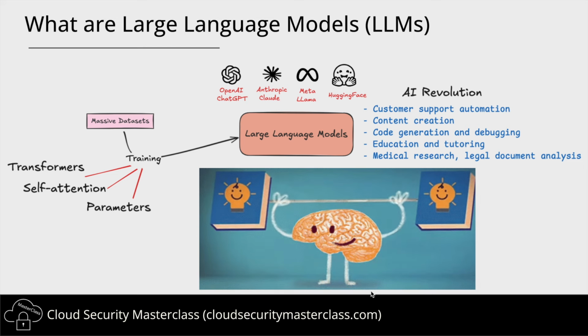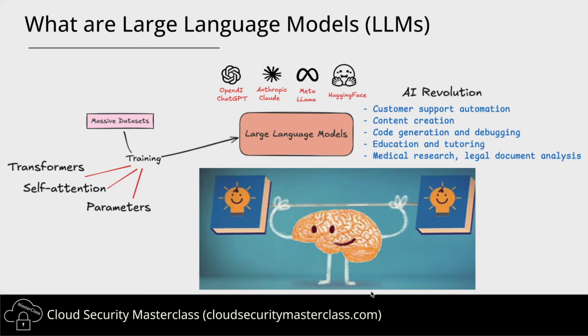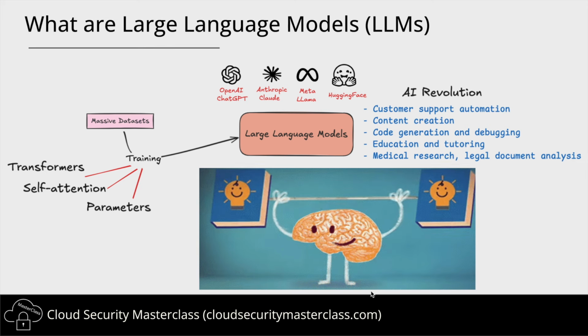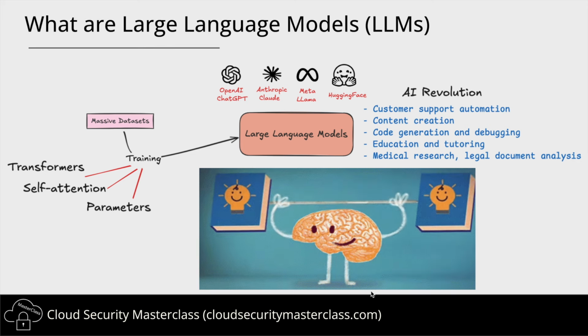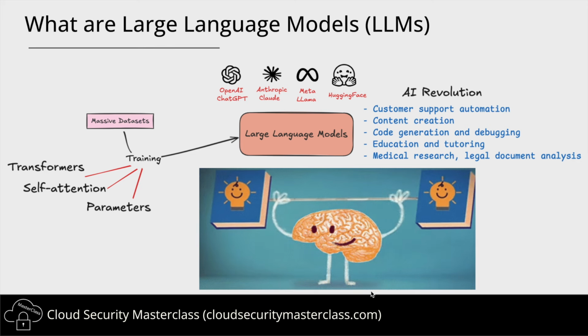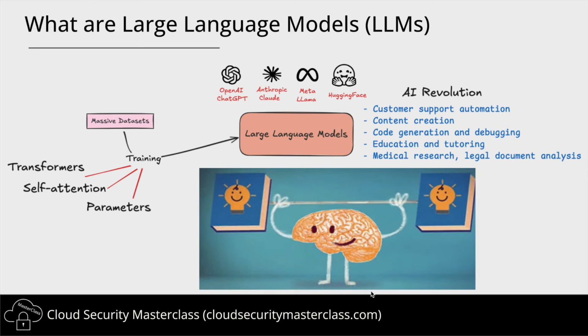Some very common examples of LLMs that you might have heard or worked with are ChatGPT by OpenAI, Claude by Anthropic, Llama by Meta, and the open source Hugging Face models. In short, the AI revolution sparked by LLMs represents a massive leap forward in how AI can interact with humans naturally and intelligently. And it's opening up exciting new possibilities everywhere, from healthcare and education to software development and beyond.